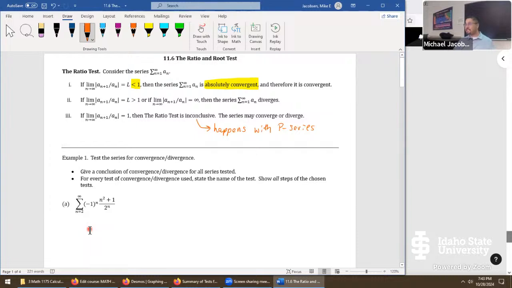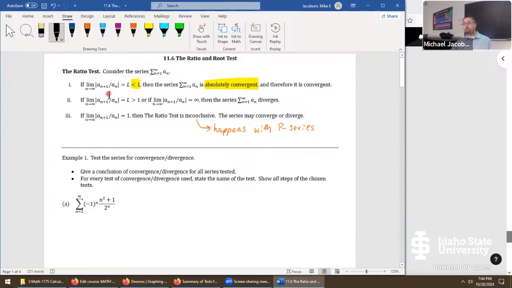You want to use this kind of test whenever you have something kind of weird going on. Like in this series, the 2 to the n part feels like a geometric series. The n squared plus 1 part in the numerator is a rational function. It might feel a little bit like a p-series, but it's also alternating at the same time. We could analyze this problem like we did before, but it's going to involve a lot of ingenuity because of the numerator being a polynomial, denominator being an exponential. So this test is really great when there's a lot of weird things going on in your series and you just can't categorize it. Here's how it goes.